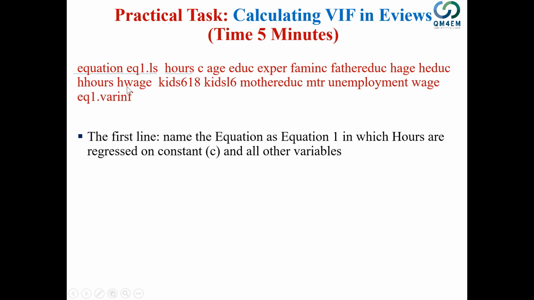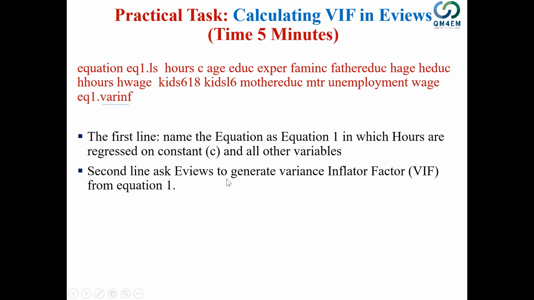Then the second line, equation 1, then dot, then V, R, I, and F. So I'm asking EViews to calculate variance inflation factor for equation 1. So I have to write these 2 lines. The second line asks EViews to generate variance inflation factor from equation 1. So I have to do these 2 lines command in EViews, and it will generate me the VIF factors in EViews. So we will do that.